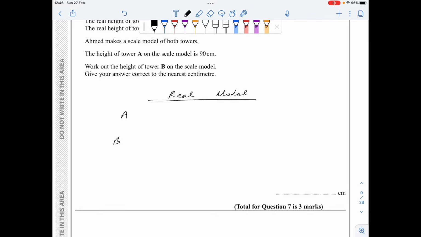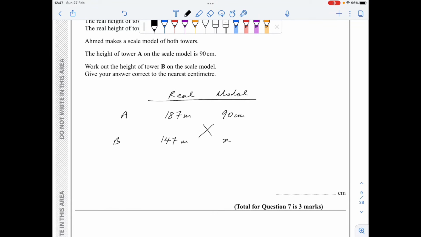In question 7, I've got the real and the model, and this is for both A and B. For the real height of tower A, I've got 187 meters. This is modeled using 90 centimeters. And for B, I've got 147 meters. This is modeled by X, which I don't know, I need to find.